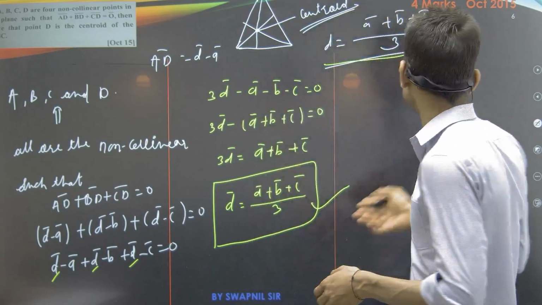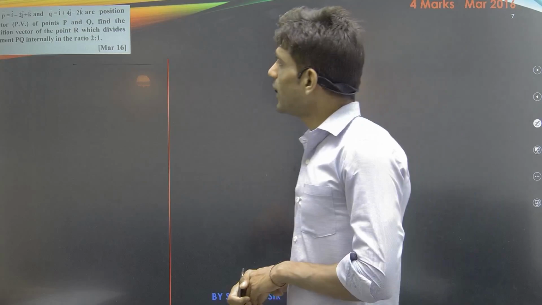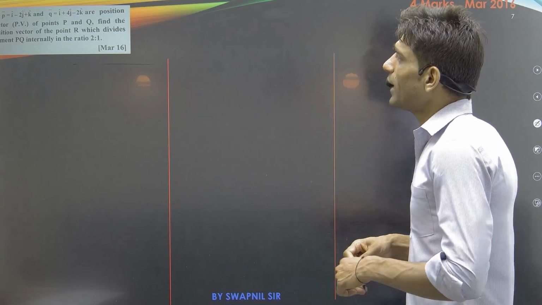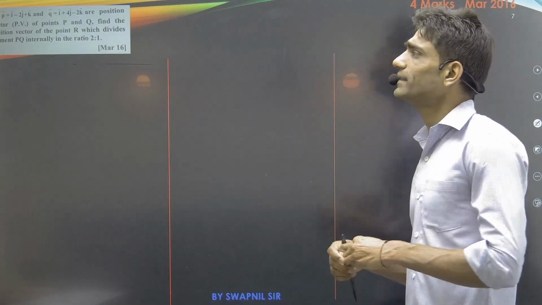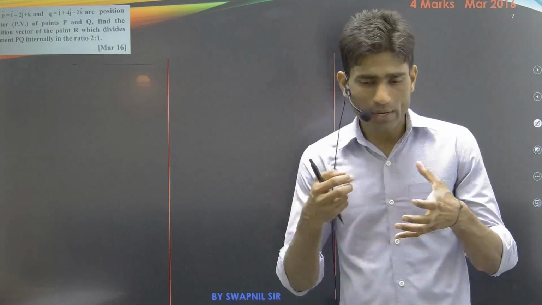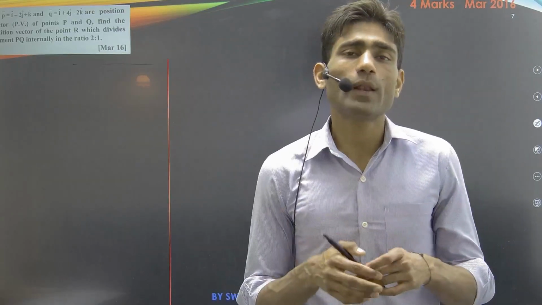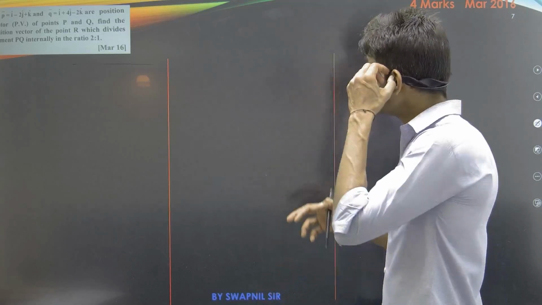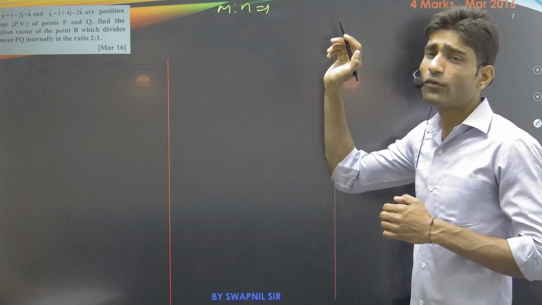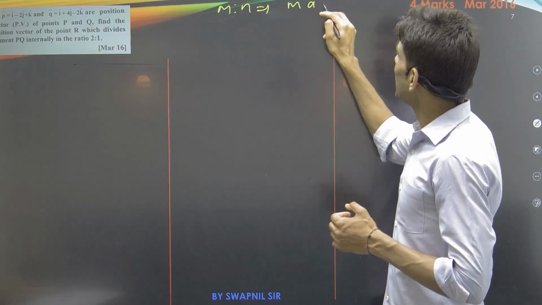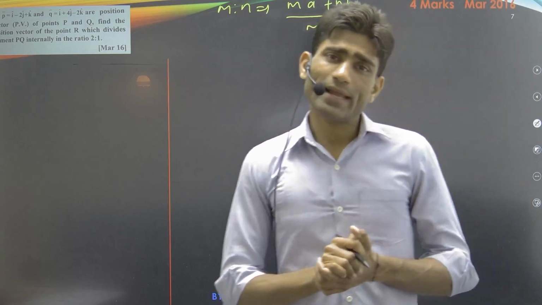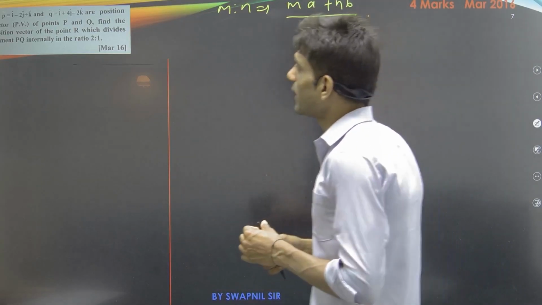Now let's move to another example, okay? In our next example, we are given position vectors P bar, Q bar of points P and Q, and we have to find the position vector of point R, which divides line segment PQ internally in the ratio 2:1, okay? So we have to apply the section formula for internal division. When we have ratio m to n, the section formula for internal division is m into A bar plus n into B bar upon m plus n. Okay, now let's apply this section formula here and go for the further calculations.